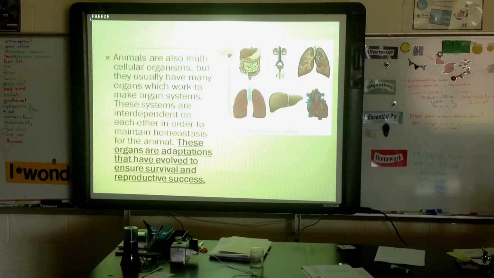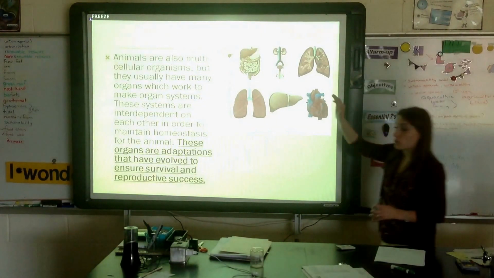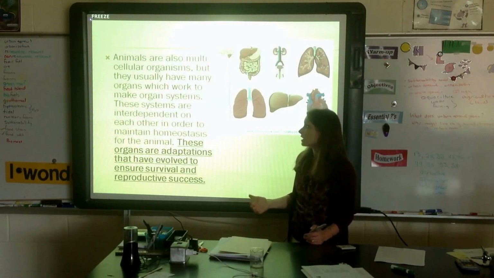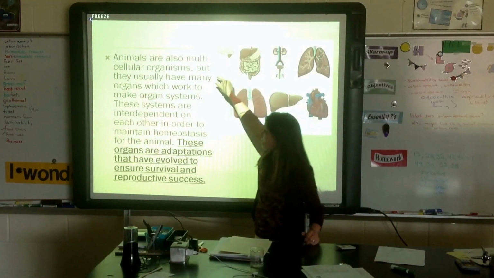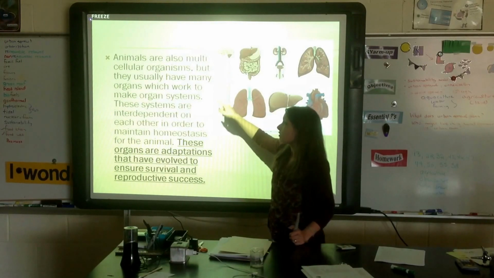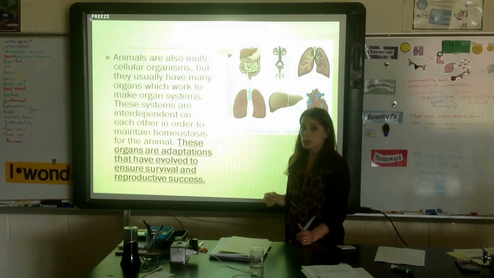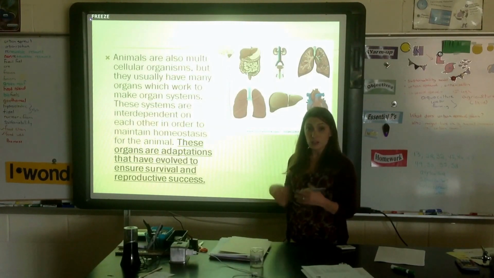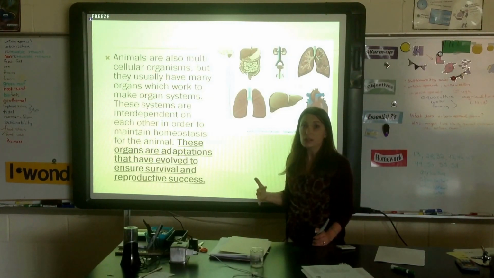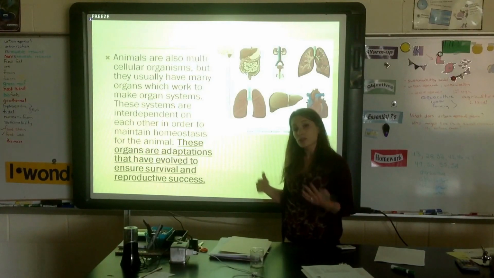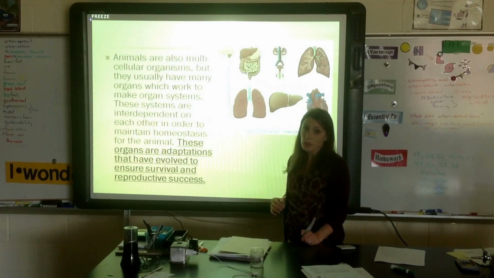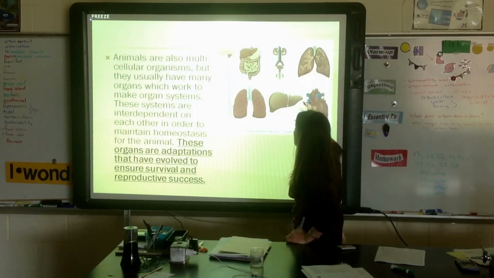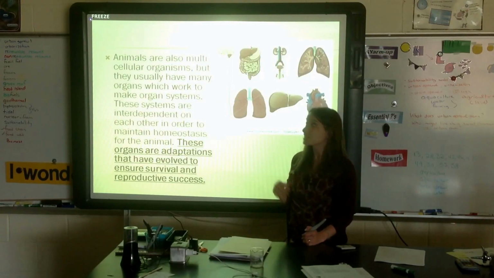Remember, animals are multicellular organisms, just like plants, meaning they're made of many cells. They usually have organs which work together to make organ systems. So in plants, you do have many cells, and they do start to take on organs, for example, like leaves and roots and stems. Those are the organs of the plant. But in animals, we start to see that the organs work together to form organ systems.